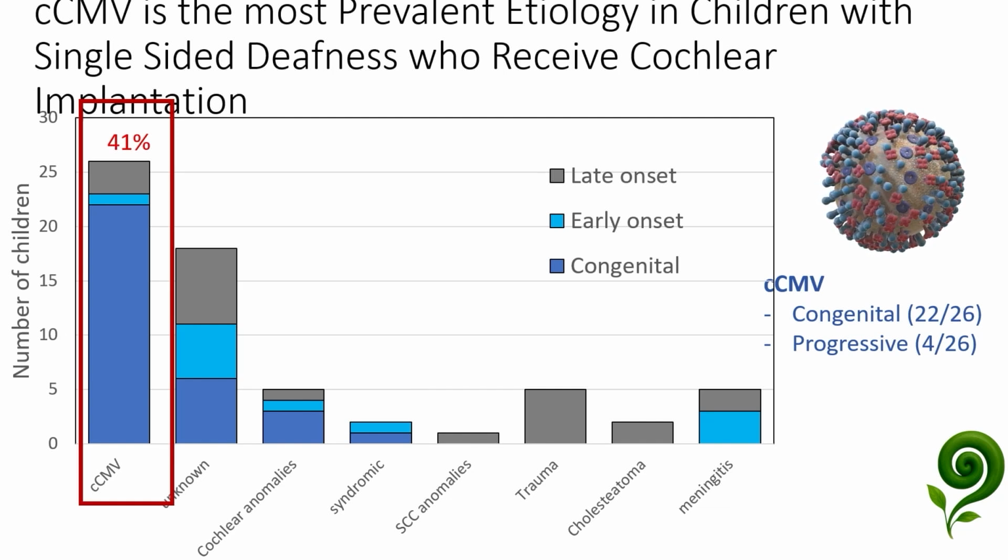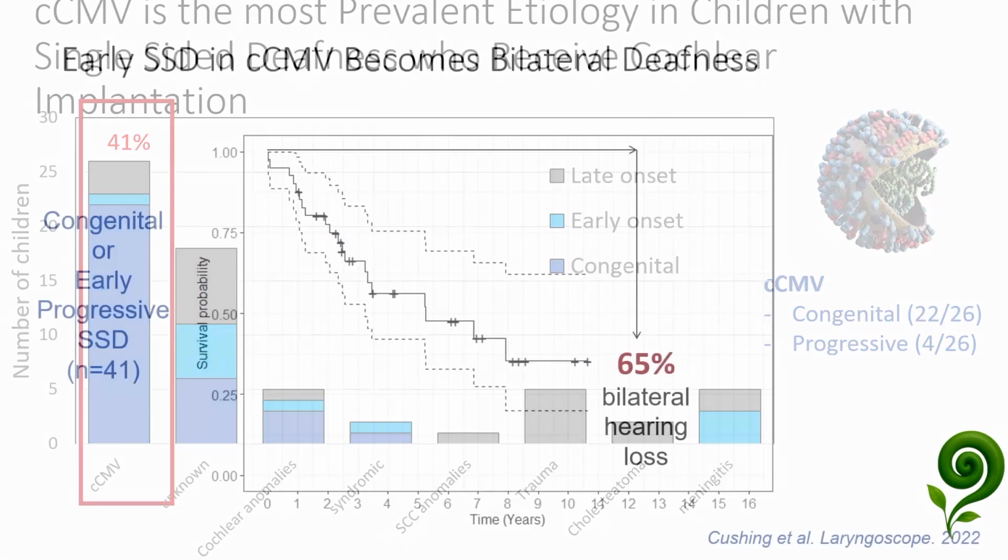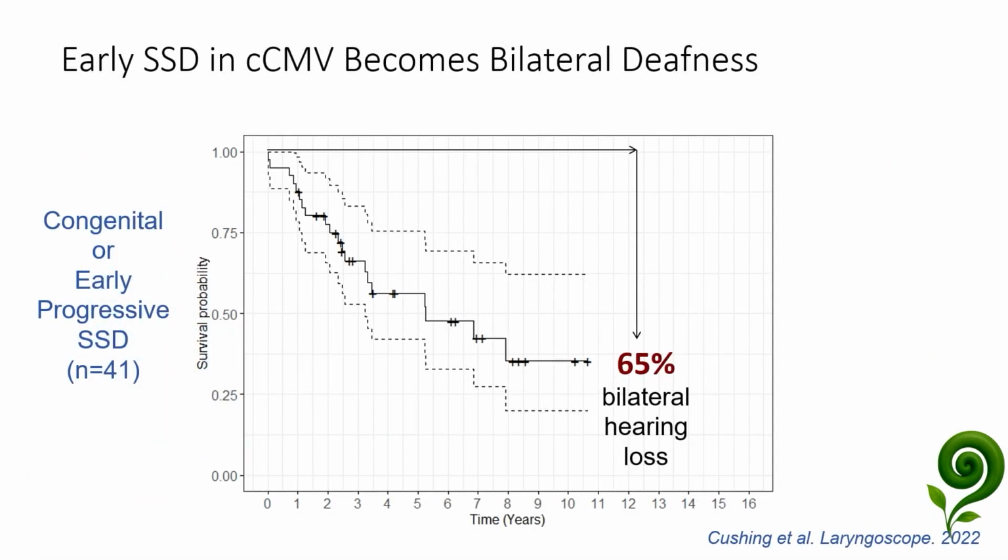The Sick Kids experience in Toronto is congenital CMV is the most prevalent etiology for kids who are implanted with single-sided deafness. And if you look at these numbers, you can see that 4 of these kids actually were missed on the newborn infant screening program. So it speaks to how critical that screening program is. I think it also really speaks to the counseling that we do.